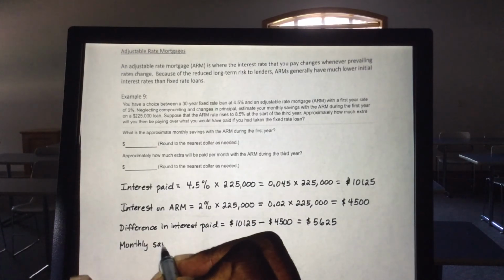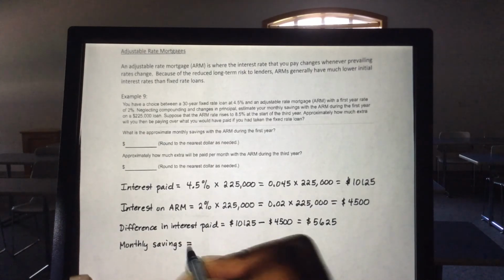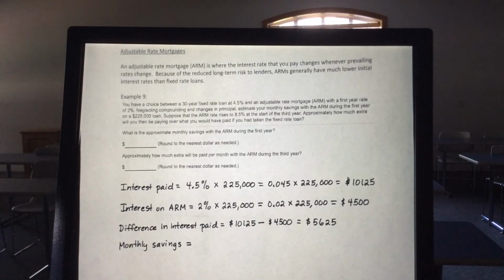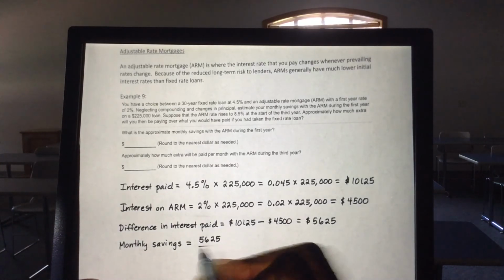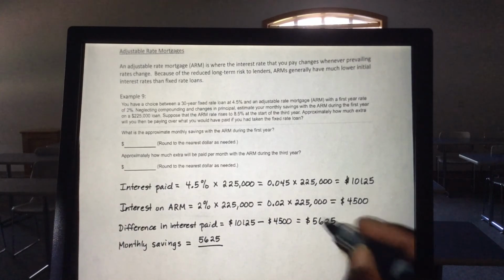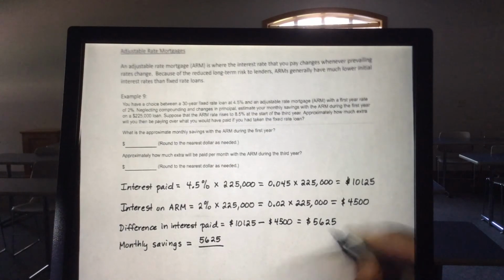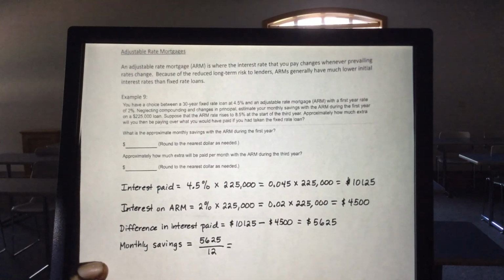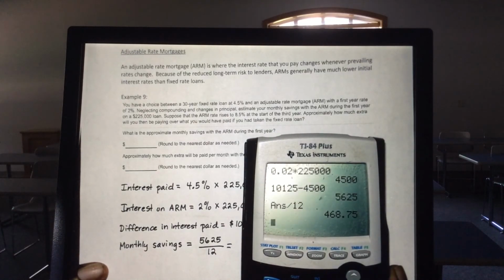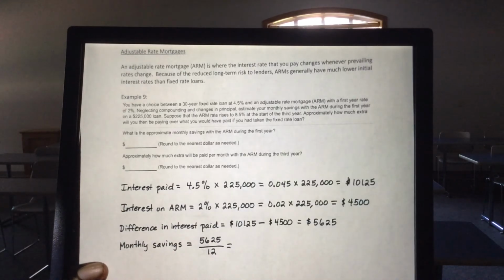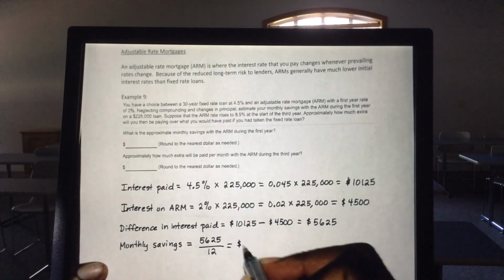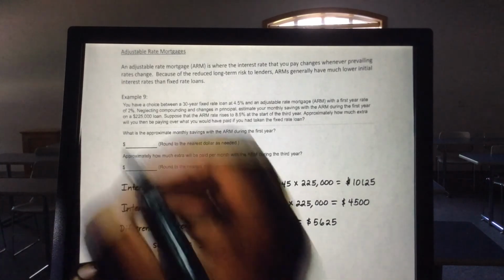Now we need the monthly savings. To get the approximate monthly savings, we take the difference in that interest paid, which is $5,625, and divide it by, well, monthly savings. Now this is for a whole year. There are 12 months in a year. Divide that by 12. So here, 5,600 divided by 12. If I round that off to the nearest dollar, that will be 469. So we're looking at a monthly savings of approximately $469.